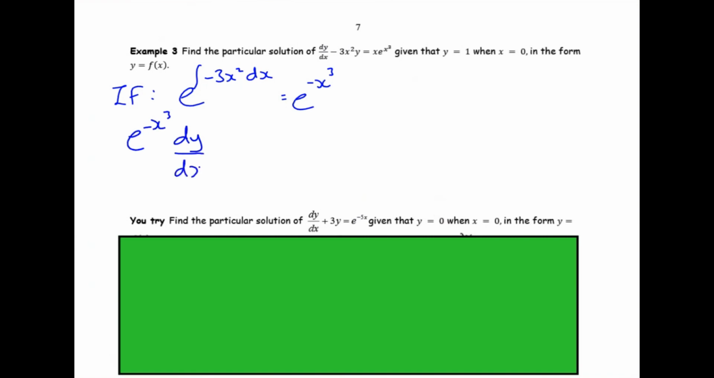So e to the minus x cubed dy by dx, minus 3x squared e to the minus x cubed y.